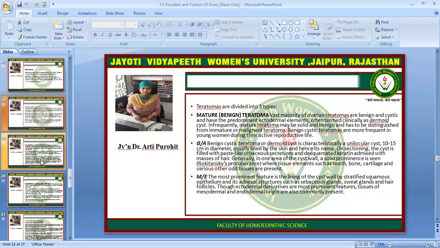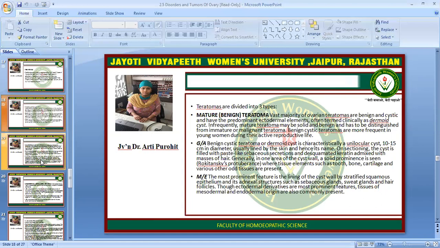First is the mature or benign teratoma. The vast majority of ovarian teratomas are benign and cystic and have the predominant ectodermal element, often termed clinically as dermoid cyst. Infrequently, mature teratomas may be solid and benign and have to be distinguished from immature or malignant teratomas. Benign cystic teratomas are more frequent in young women during their active reproductive life.